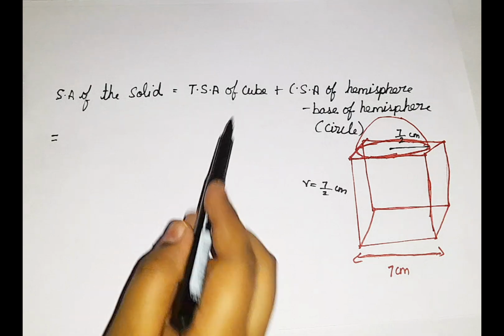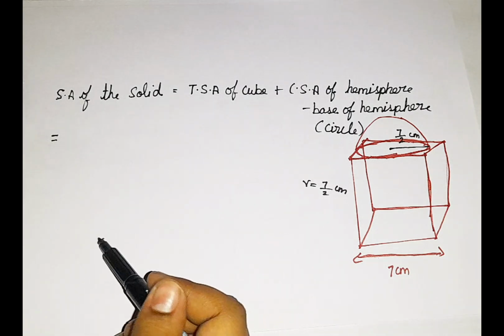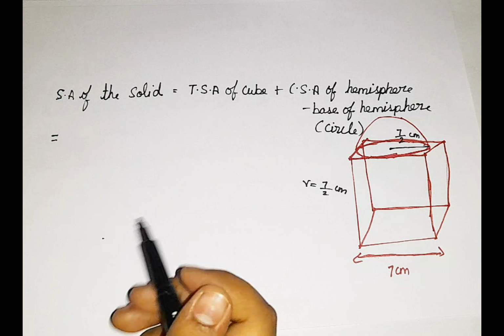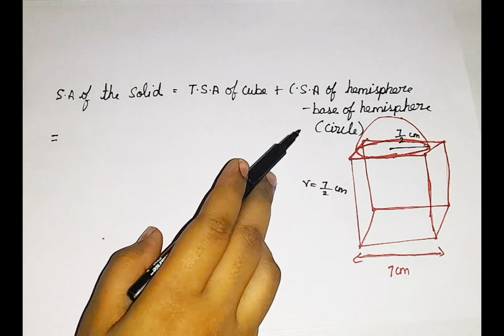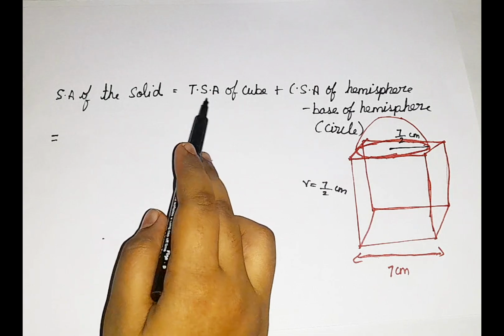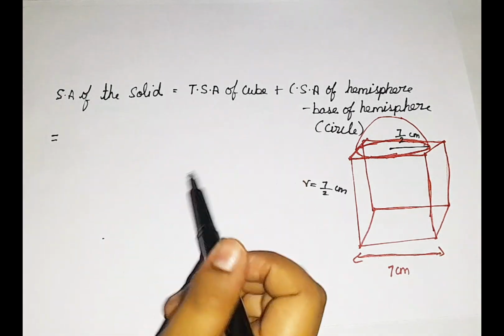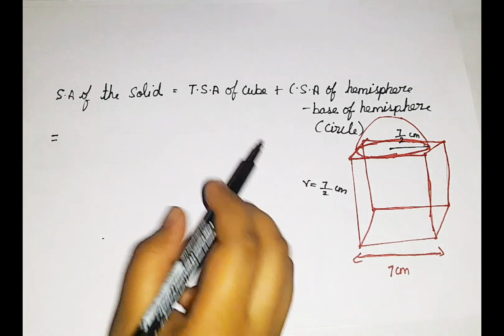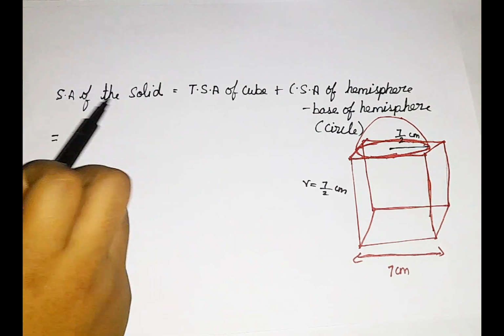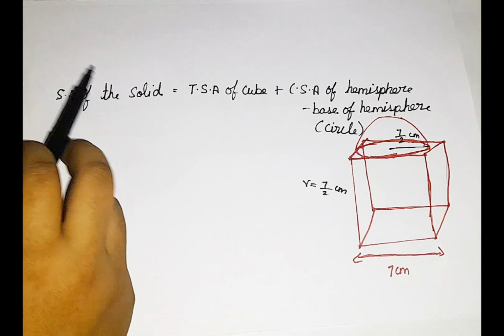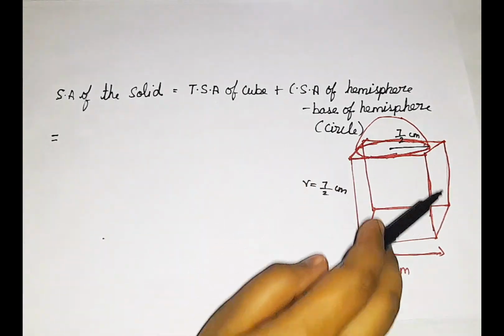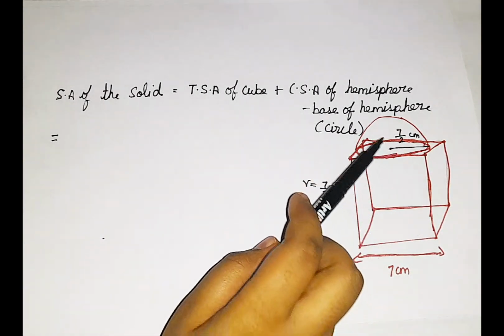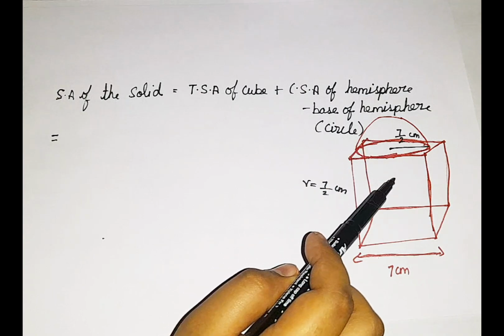Here we used total surface area because we were able to paint most of the parts of the cube. Just because I used total surface area, we should subtract it. We are supposed to find the complete surface area of that solid. Solid means the whole figure, am I right? The whole shape, that is hemisphere plus cube.